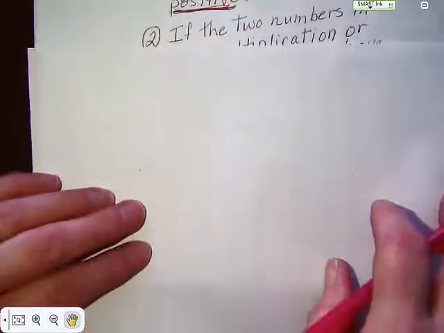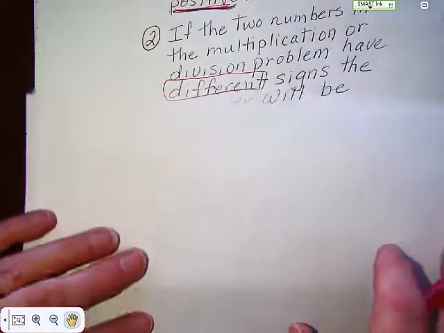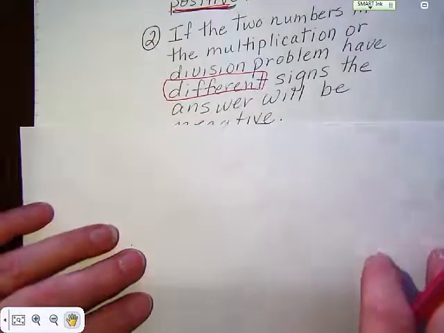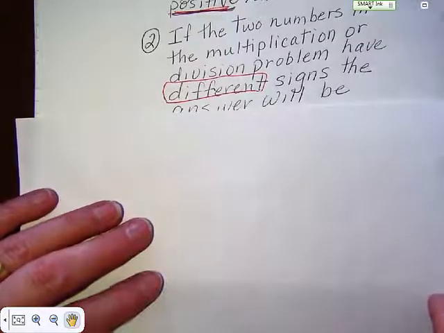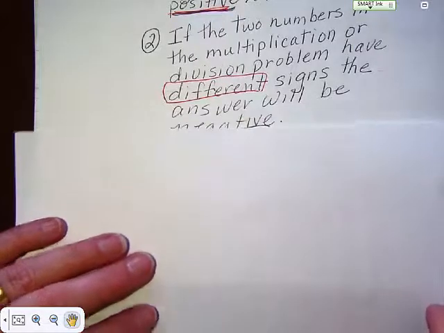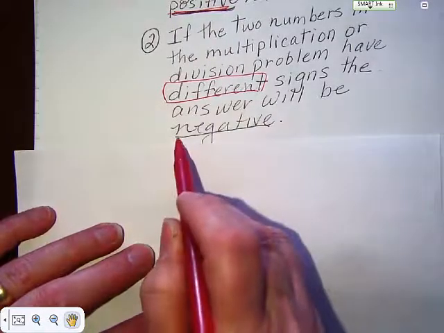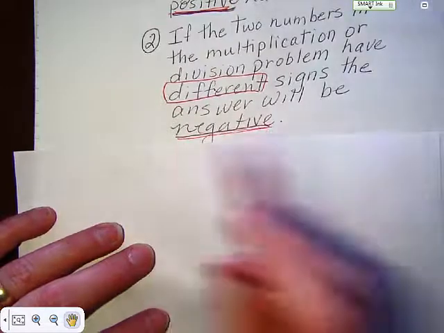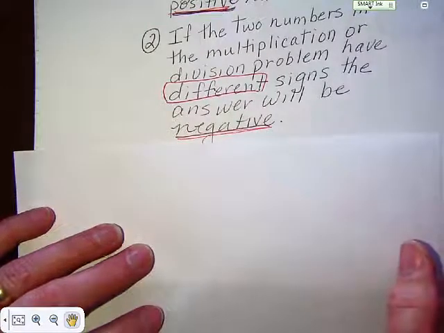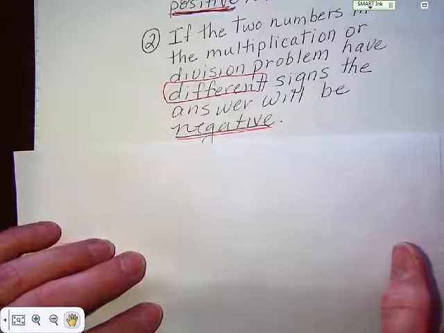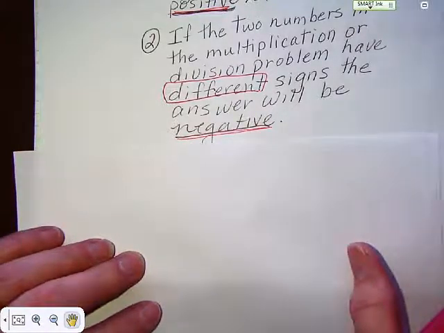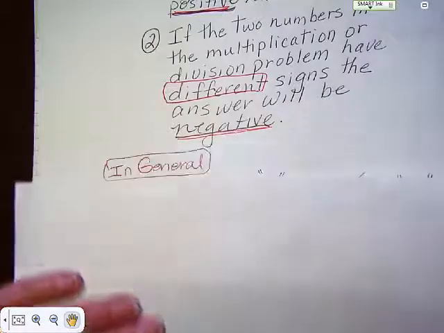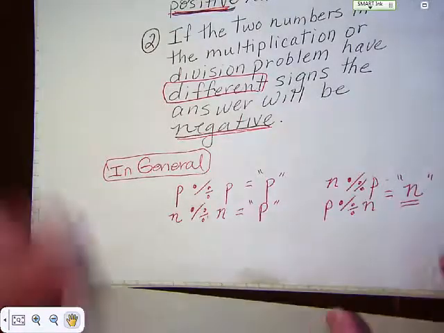Rule number 2. If two numbers in the multiplication or division problem have different signs, then the answer will always be negative. For instance, a negative times a positive, or a positive times a negative, divided by a positive, divided by a negative, the answer will be negative.